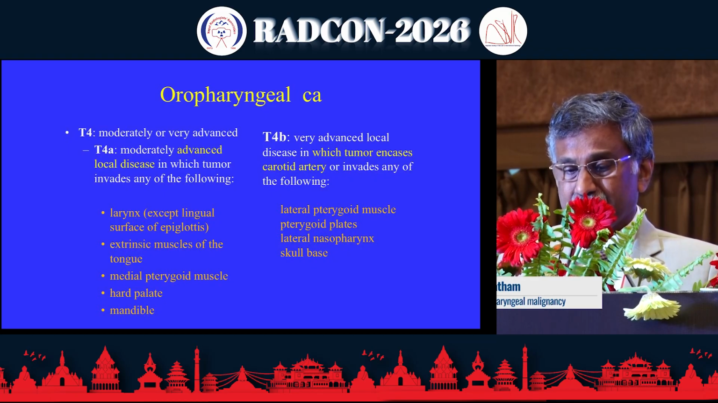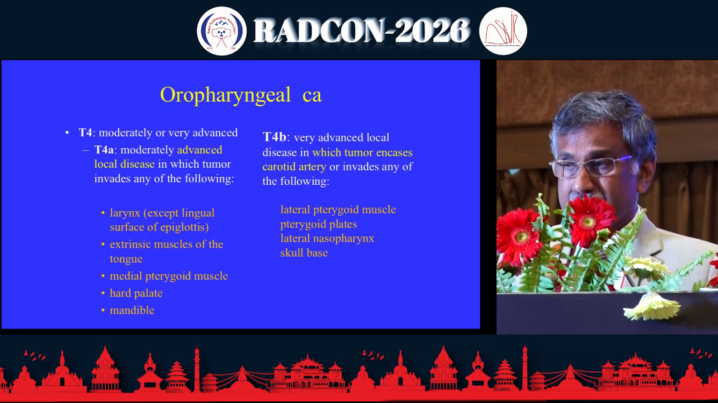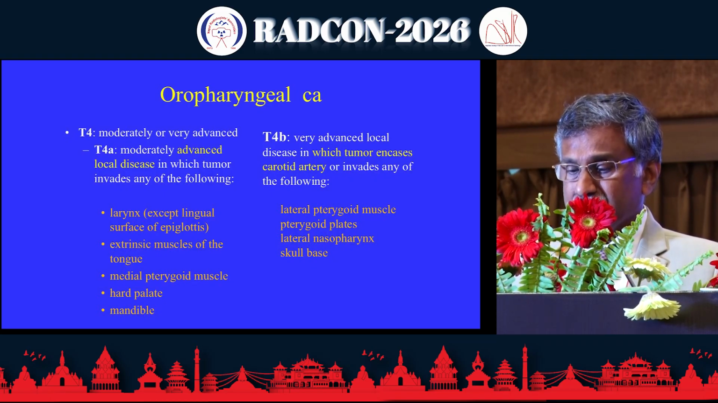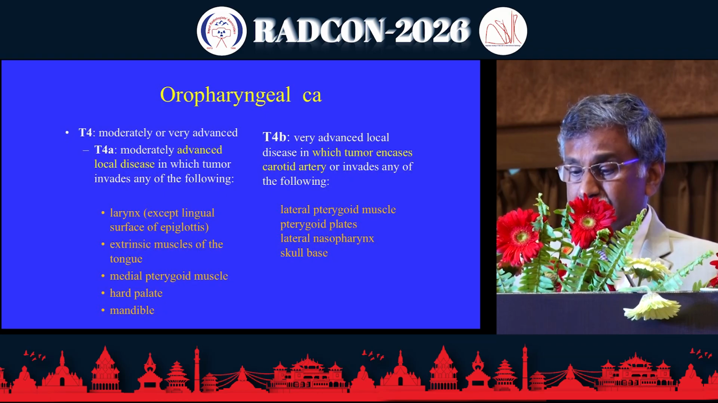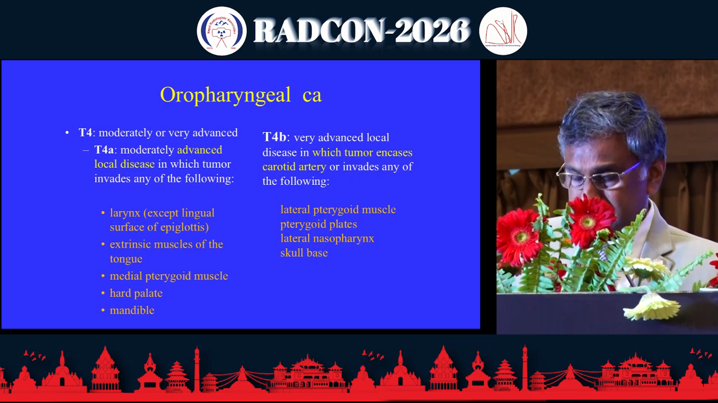T4 will be further divided into 4A and 4B. 4A may involve local disease, the larynx, extrinsic muscle of the tongue, medial pterygoid, hard palate, and mandible. Whereas very advanced stage 4B is considered when there is involvement of the lateral pterygoid muscle, pterygoid plates, nasopharynx, and skull base. Why is it important? Because it shows the spread of the lesions.